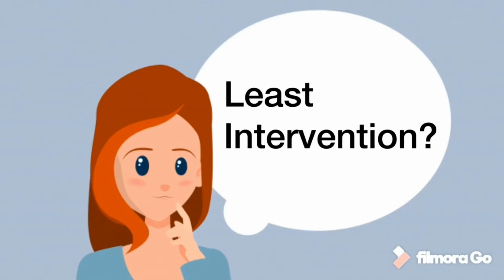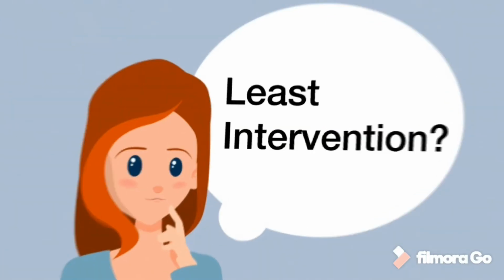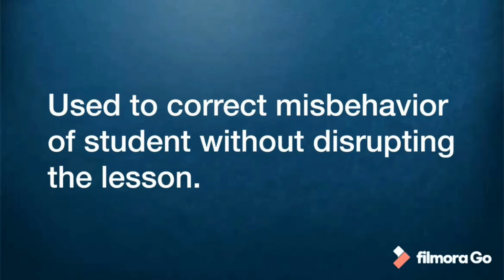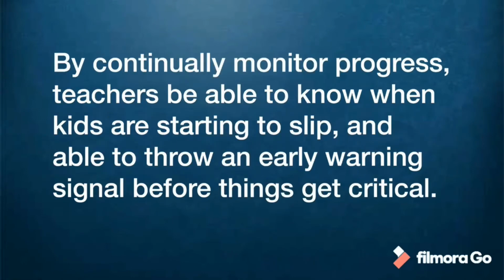So what is least intervention? Least intervention is used to correct misbehavior of students without disrupting the lesson. By continually monitoring progress, teachers are able to know when kids are starting to slip and able to throw an early warning signal before things get critical.